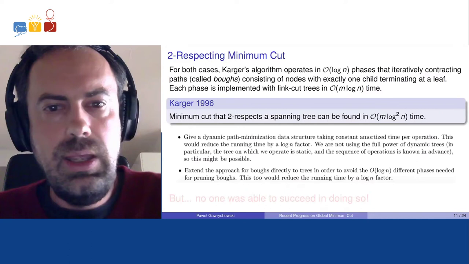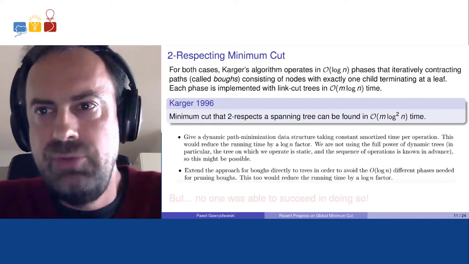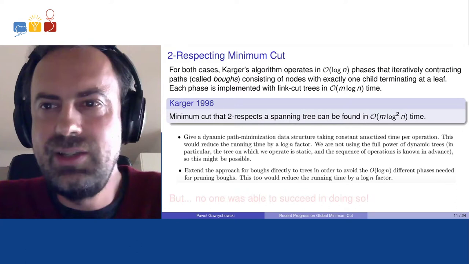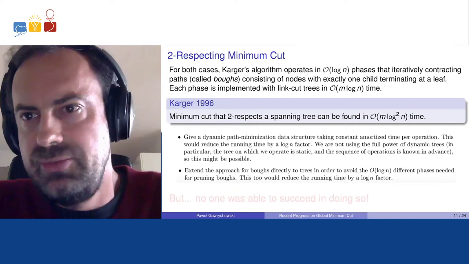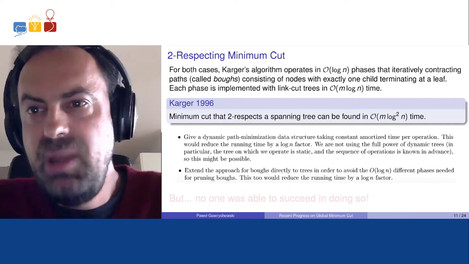And then he asked if it's possible to solve this question faster. And actually, he gave two hints about what might work. The first hint was that maybe you don't need linked trees because the tree actually doesn't change. So maybe you are using this big hammer for nothing. And then maybe this decomposition is not the right one. Maybe there's some better decomposition, because again, it's doing a bit more than what you want to do. Okay, but the paper was in 96 and no one was able to use those hints.